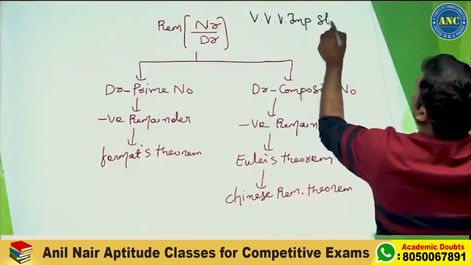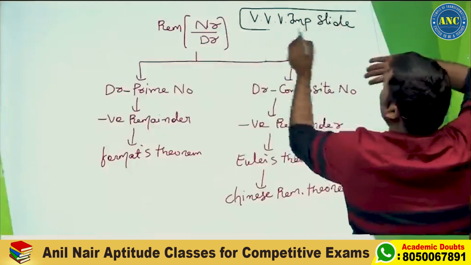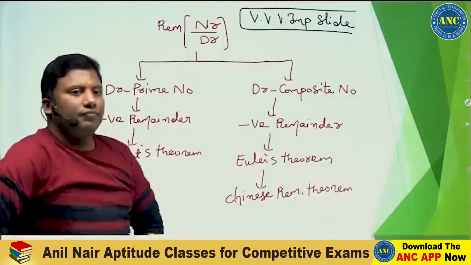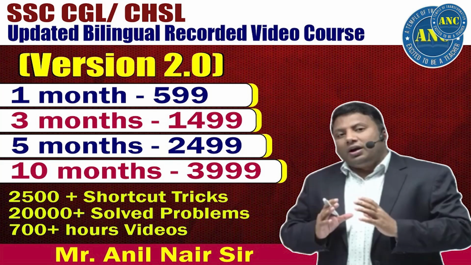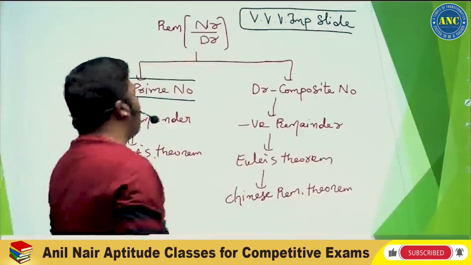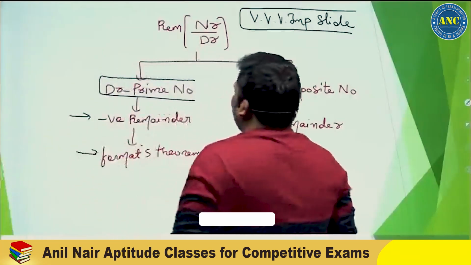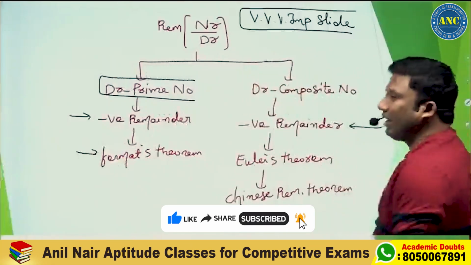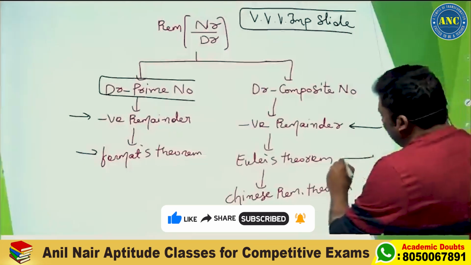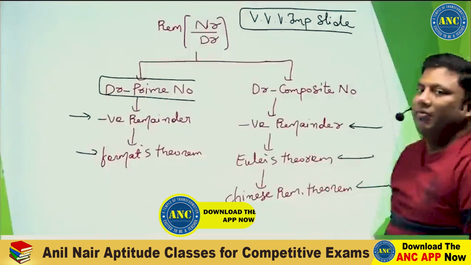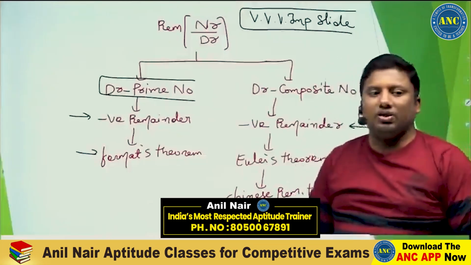Very, very important slide. This slide will tell you when to use which concept. If the denominator is a prime number, first I will check with the negative remainder. If it is taking more time to solve a question, then we will get into Fermat's theorem. For a composite number, we will solve first by using negative remainder. If it is taking more time, then I will get into Euler's theorem. If it is also taking more time, then I will get into Chinese remainder theorem.